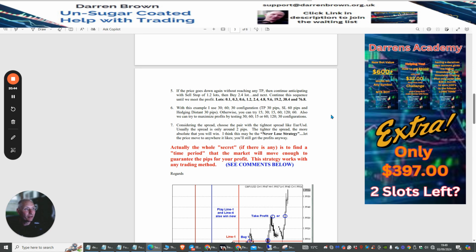So if your price goes down again without reaching any take profit, then you continue anticipating with a sell stop of a 1.2 loss. You double it. Okay, you then do 2.4 loss. And next continue this sequence until we meet the profit. So you keep doing this, but remember, you can only do this depending on the size of your account. And remember, each time you're going up, if you're working against the market, i.e. that there is news, you're going to run yourself into lots and lots of trouble.